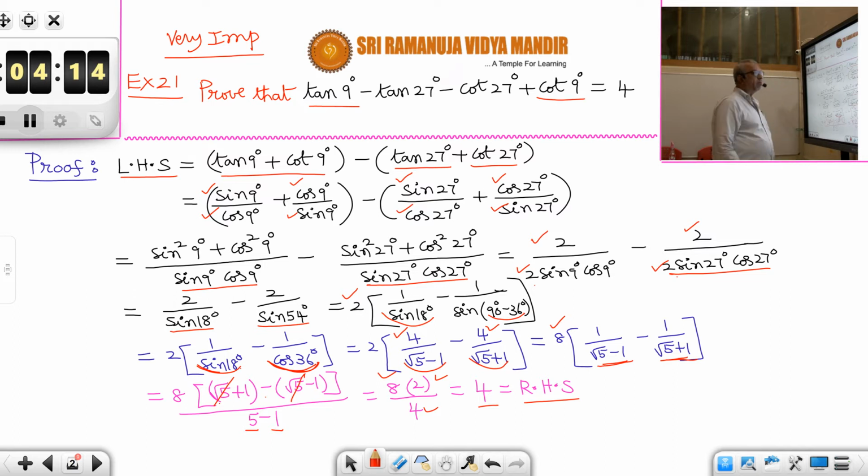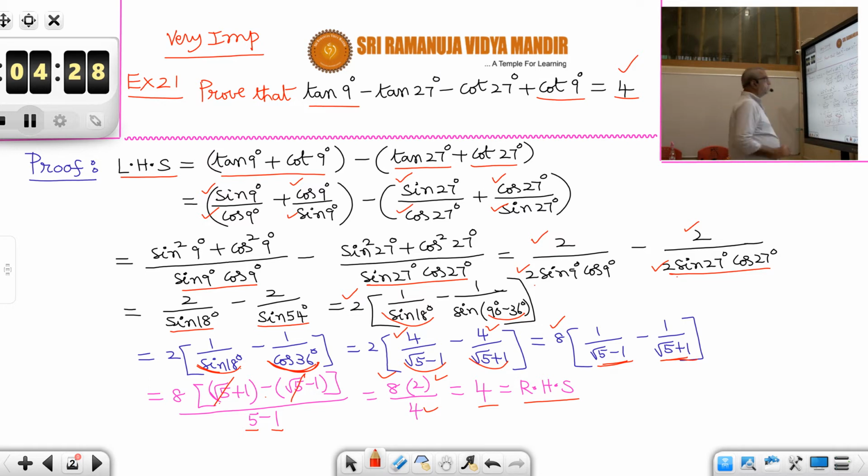This is a very good problem. Very important problem. Okay. So, here sin 18 degrees and cos 36 degrees, these are standard formulas. You should remember them. Okay. Let us see the next question.